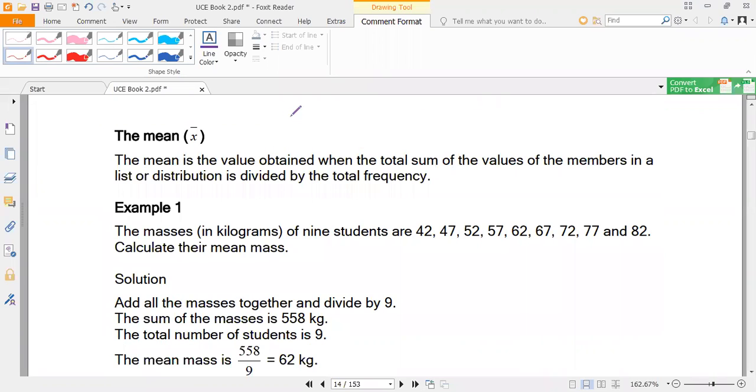So the mean is always represented by this sign here, an X with a bar on top, or sometimes we write it like this, X with a bar on top to represent the mean for ungrouped data or for any kind of data. So the mean is always got by getting the sum of all the values, like the sum of all the numbers in the distribution, and then you divide by the total frequency. That is how many numbers are occurring in a certain distribution.